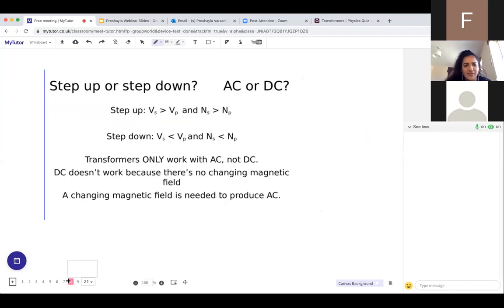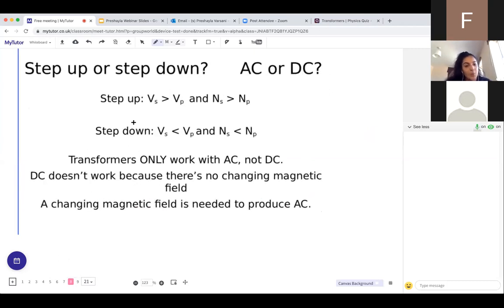Okay, so how do we know if it's a step up or a step down transformer? Well, as I previously said, there are two types of transformers, and they work with two different voltages and two different numbers of coils. So for a step up transformer, the secondary voltage is bigger than the primary voltage, and the secondary number of turns on the coil is bigger than the primary number of turns on the coil. The same kind of thing for step down, but opposite. So for step down, the secondary voltage is lower than the primary voltage, and the secondary number of coils is lower than the primary number of coils.